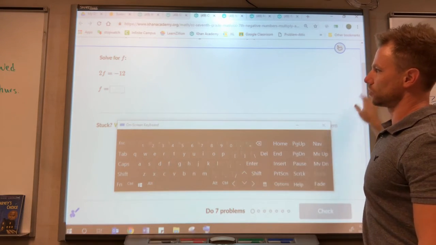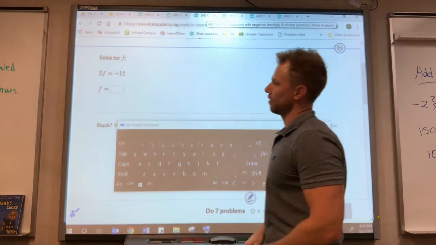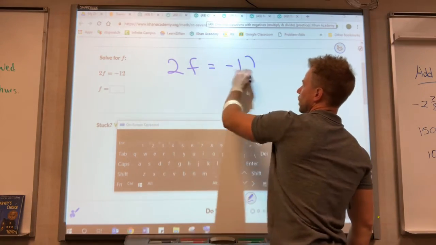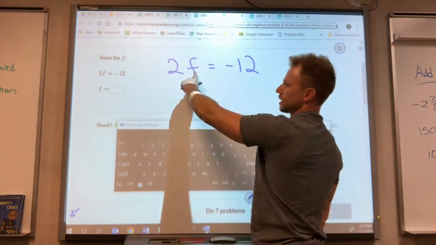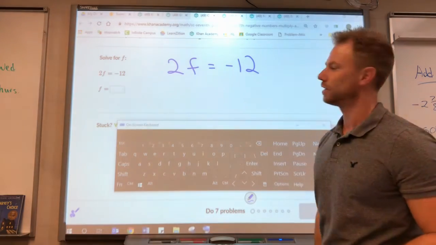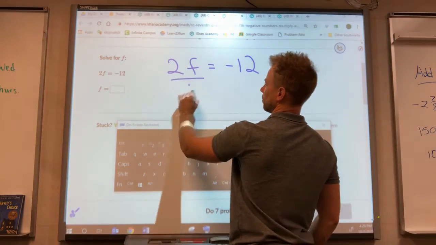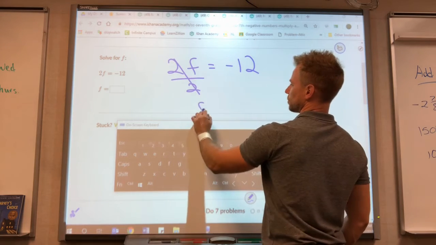On this link, we are solving for f. We want to get f by itself. So we have 2f equal to -12. When a number is next to a letter, that is multiplication. So to undo that, we do the opposite, which is division. So we're going to divide by 2. That leaves us with just f.